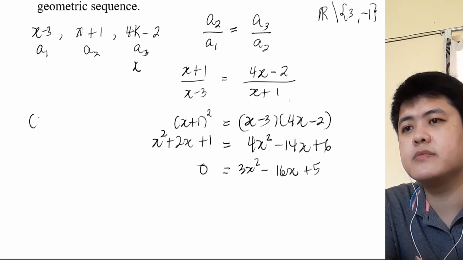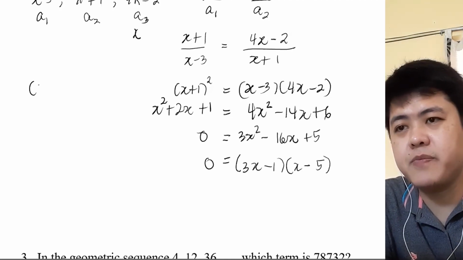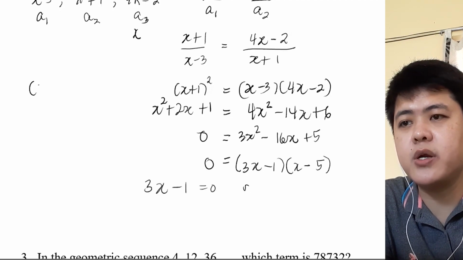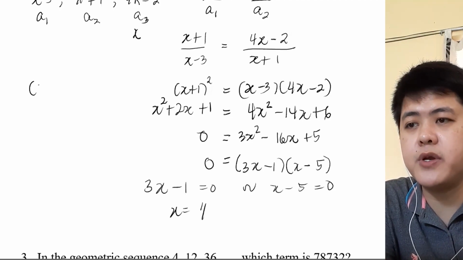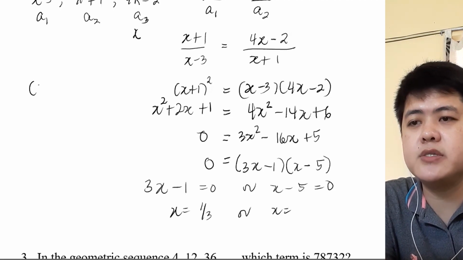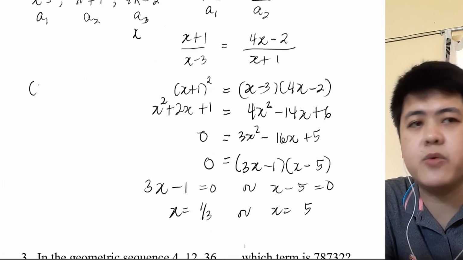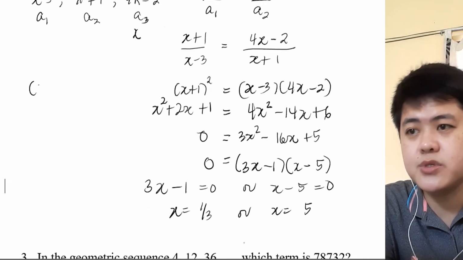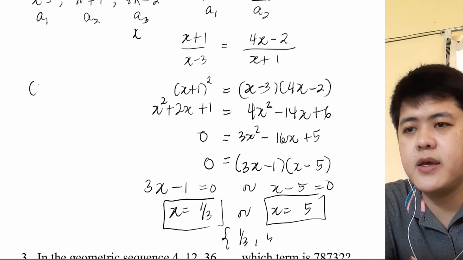Yes, sir. Okay, so let's factor. By the zero product property, we'll have 3x minus 1 equals 0, or x minus 5 is equal to 0. Solving for the value of x, we'll get x equals 1/3 or x equals 5. Let's see if we violated the restrictions, 3 and negative 1. We didn't. So therefore, we have two values, x equals 1/3 and x equals 5. The solution set is 1/3 and 5.